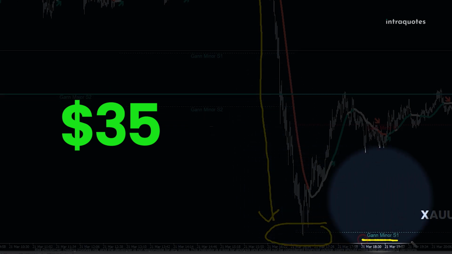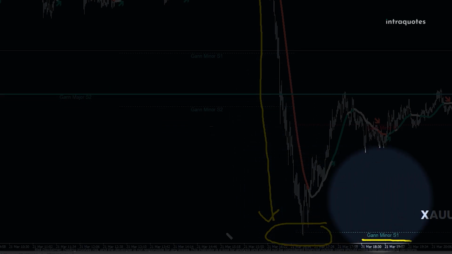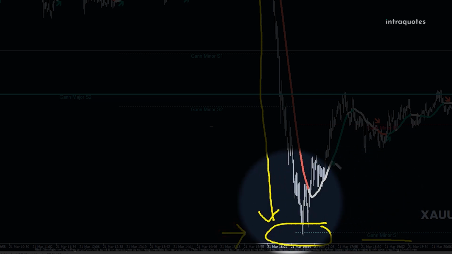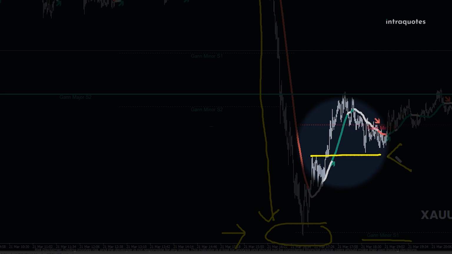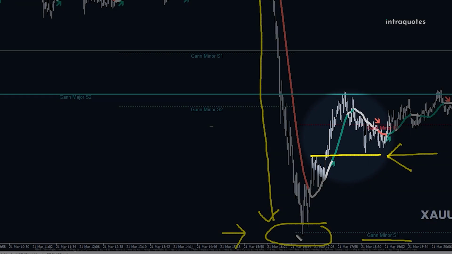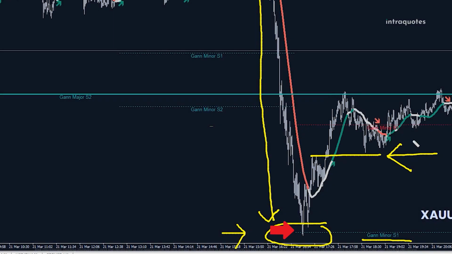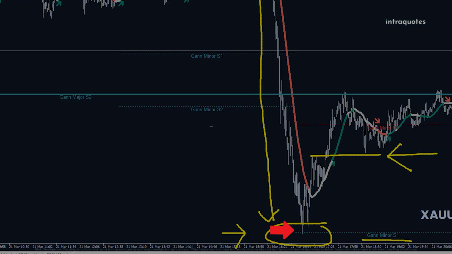The market reacted sharply at this Gann minor S1 level. You could have easily exited your sell trade here. Or you could have exited the trade here when the Hydra signal turned gray. Hydra here gave a bullish signal since the trend was no longer bearish. You could have exited here or could have exited here with your profits.